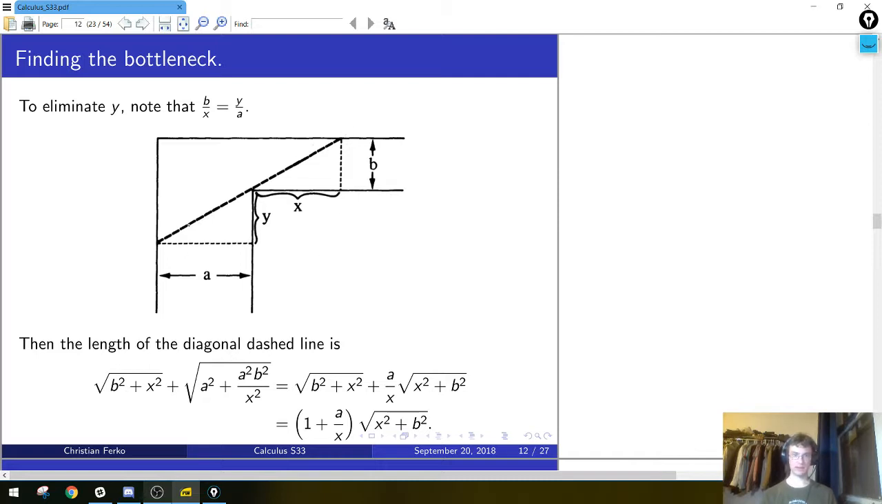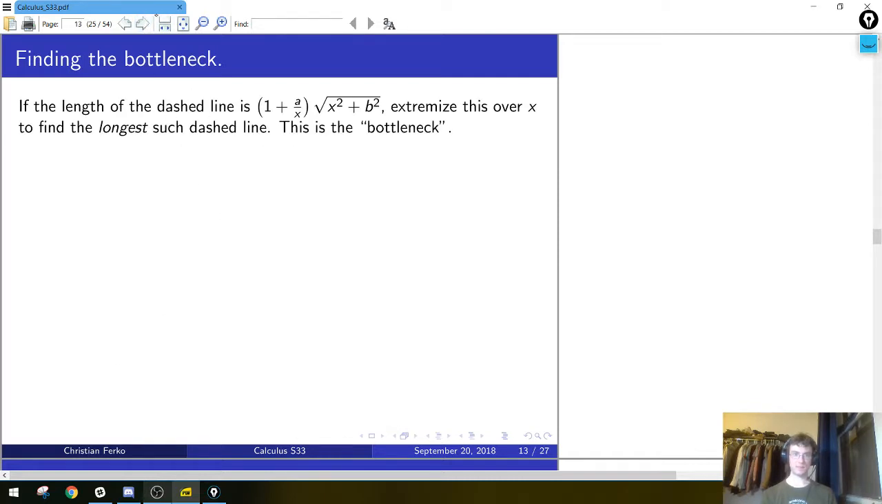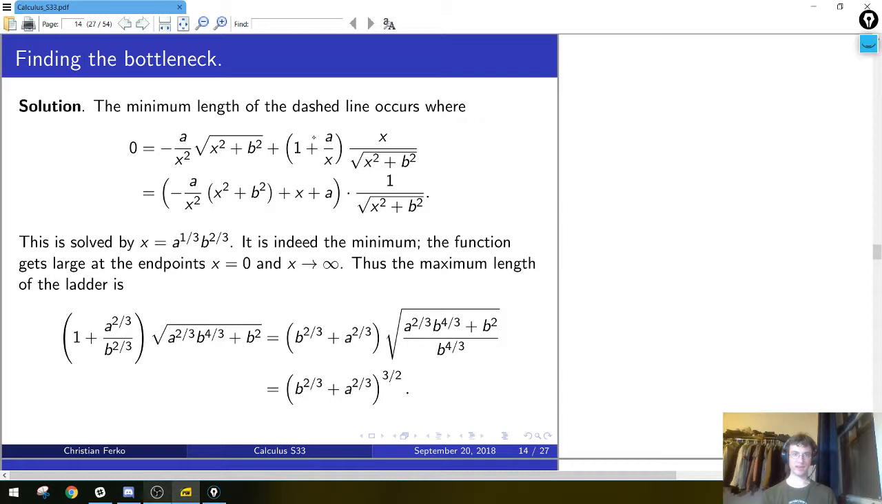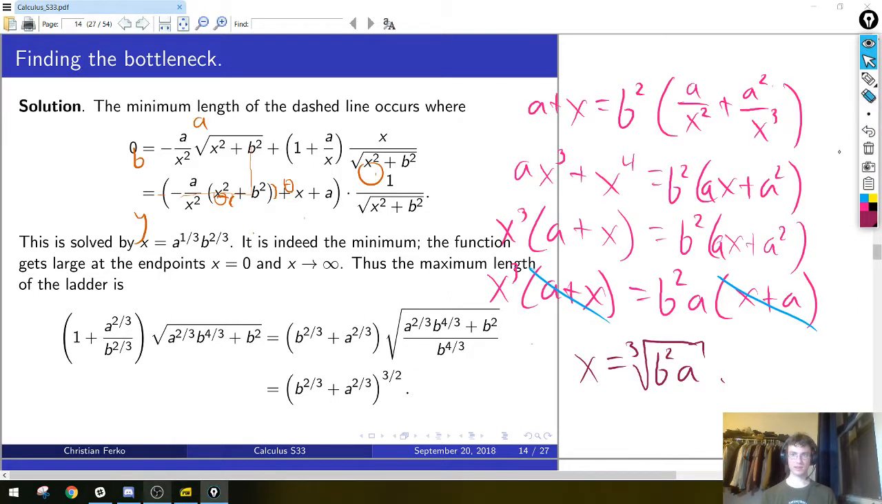Instead of writing the length of this whole diagonal with one Pythagoras thing, I broke it into two pieces and wrote the sum of these two lengths, and then had a second exercise where we were going to take the derivative and find the length of the bottleneck. And it looks like I found a different answer. Instead of the cubed root of b squared a, I found this different result: b to the power 2/3 plus a to the power 2/3, all raised to the 3/2.